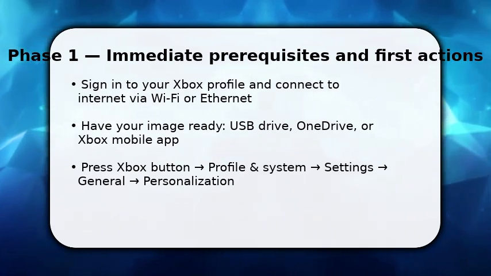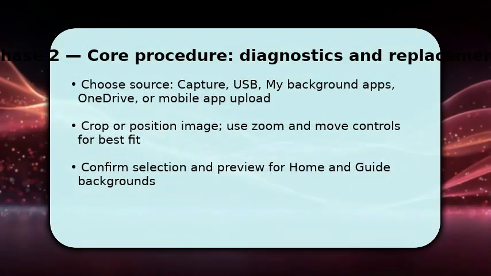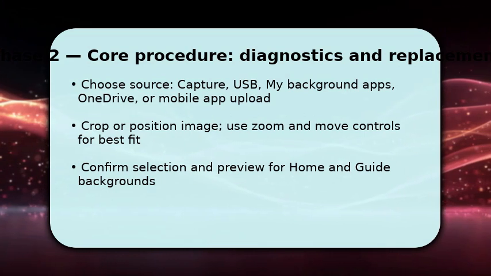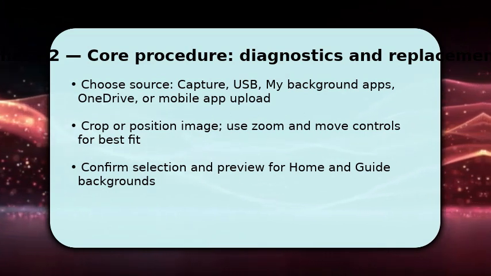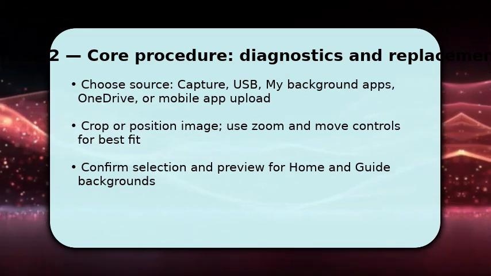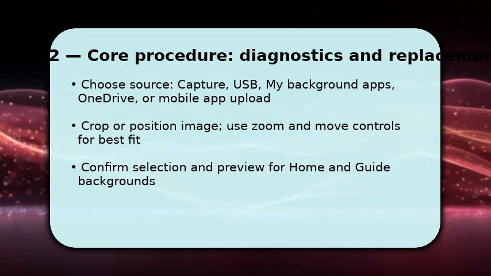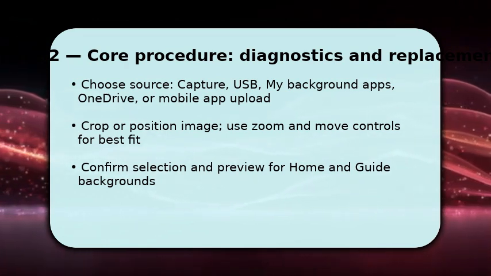You now pick the image and prepare it for the display. Start by selecting the source. If using USB, pick the folder and the JPEG. If OneDrive, sign in and browse to the photo. Use the built-in crop and positioning tools to fit 16:9 screens and zoom or nudge until important elements are centered.